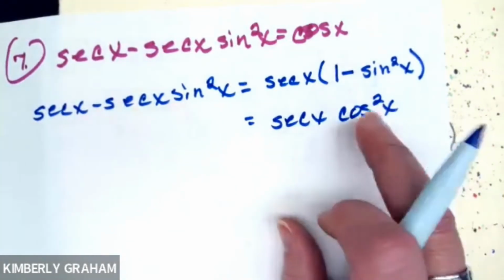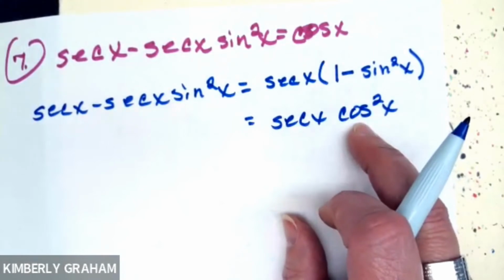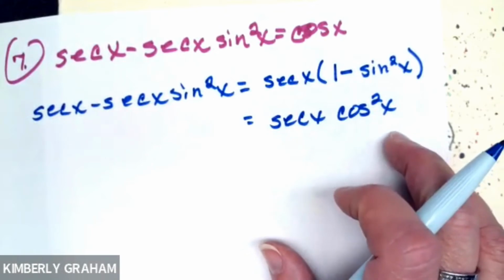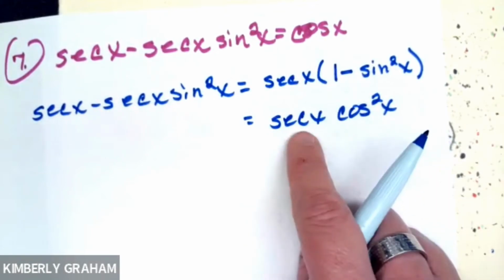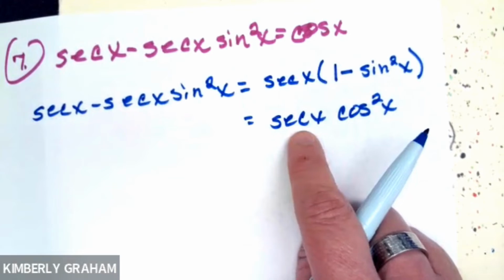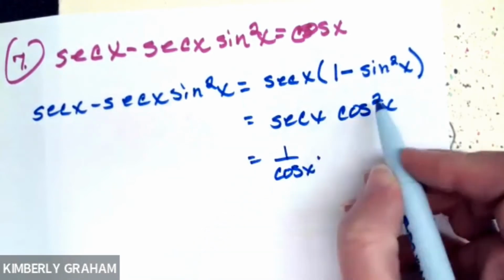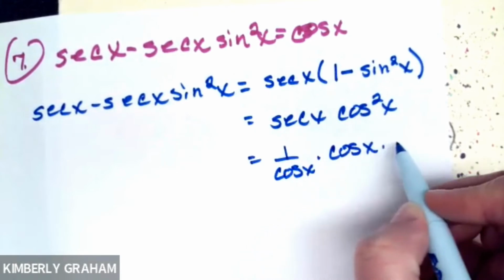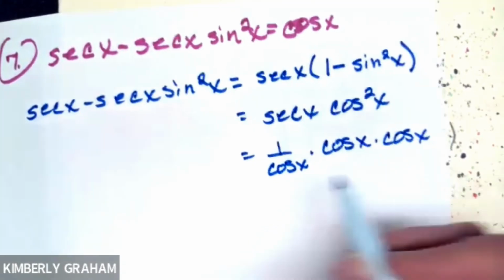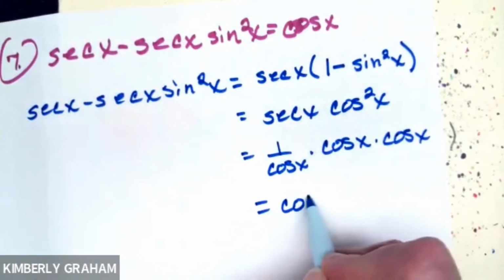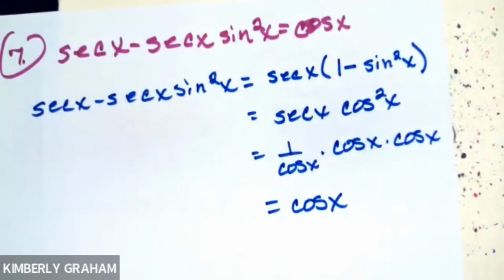I'm going to write cosine squared as cosine times cosine. And I'm going to write secant as 1 over cosine. Okay. This is 1 over cosine. And this is cosine times cosine. Well, now I can see that these 2 are going to cancel, and that just leaves me with cosine x. Any questions with that?